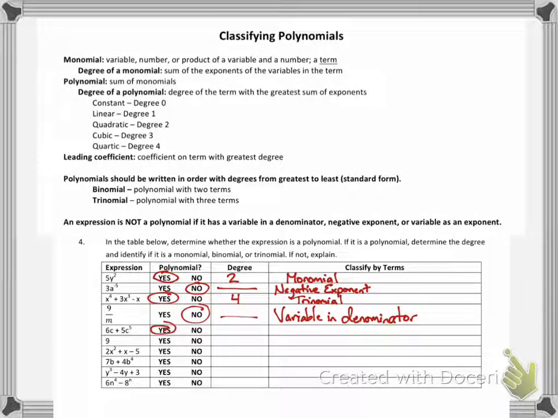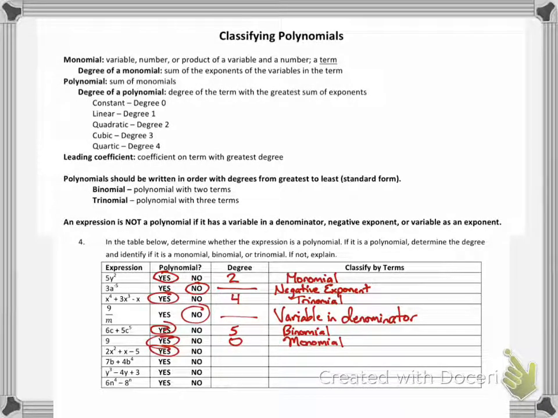Fifth example is a polynomial. A couple of terms to choose from. The highest exponent I see is 5. So we have a degree of 5. There are 2 terms. This would be a binomial. Our sixth example is a polynomial. It's just the number 9. Since there's no variable, there's a degree of 0. And again, 1 term. It is a monomial.